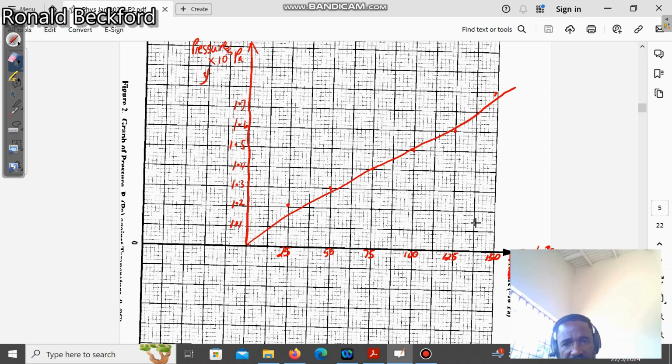So again, students, if you should get these questions, please do not be afraid to take the time to analyze the graph, plot the graph, draw your line of best fit, and then interpret the information from the graph that is given.